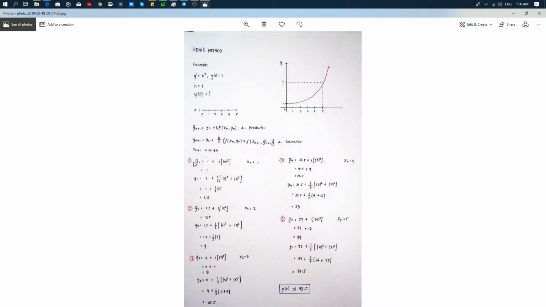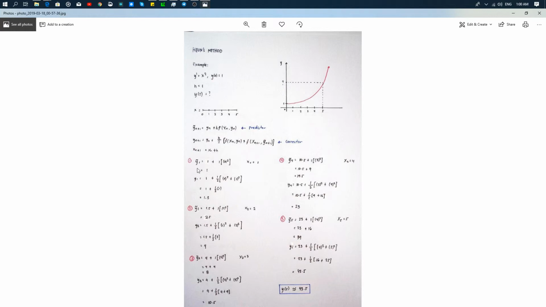So let's move on to the steps. So we have steps 1 to 5. Basically we have a step size of 1. Therefore in every step, it nears the actual value of x at that step. So for example here at step 1 we have x sub 1 is equal to 1.